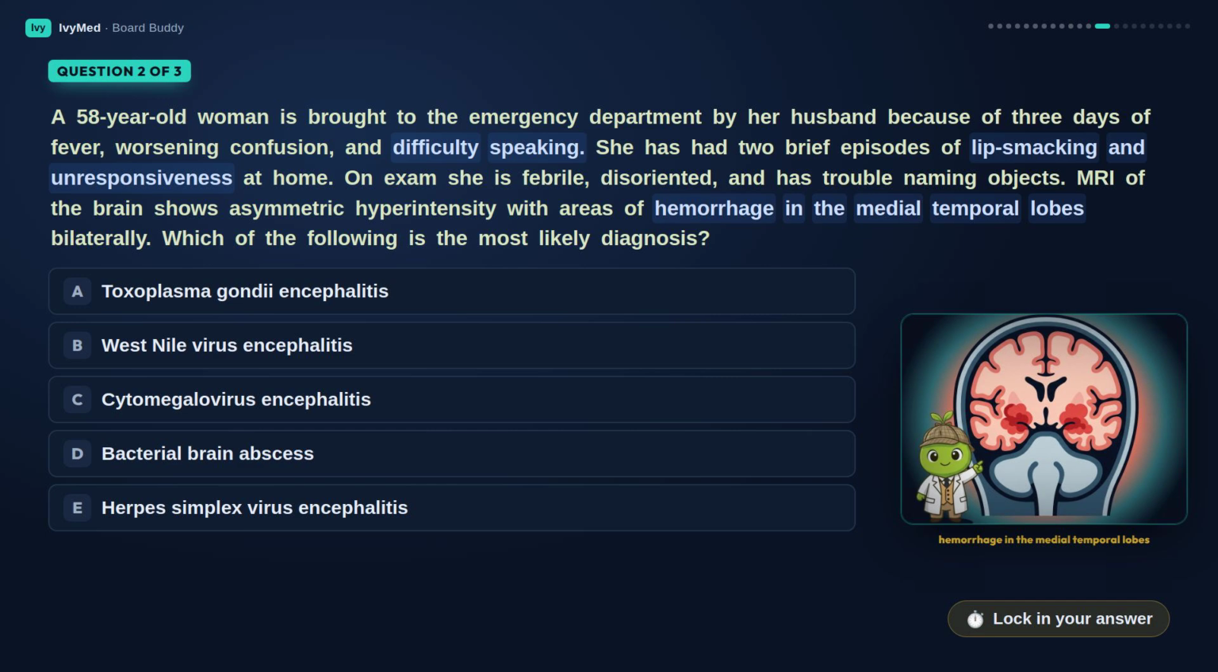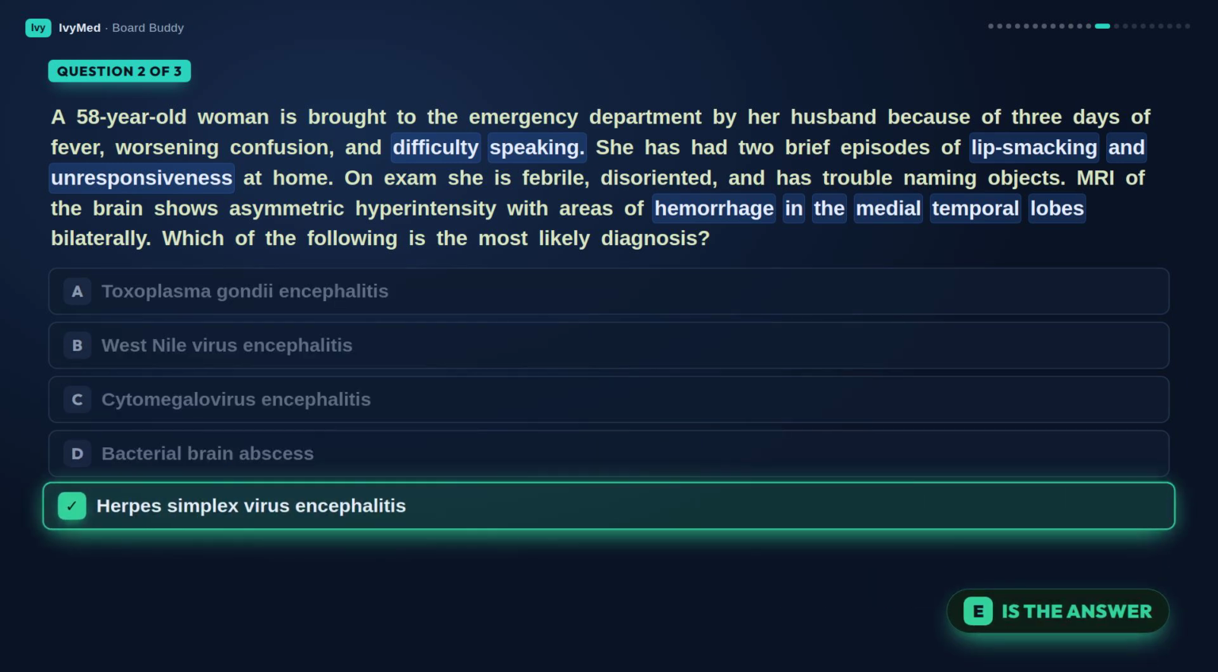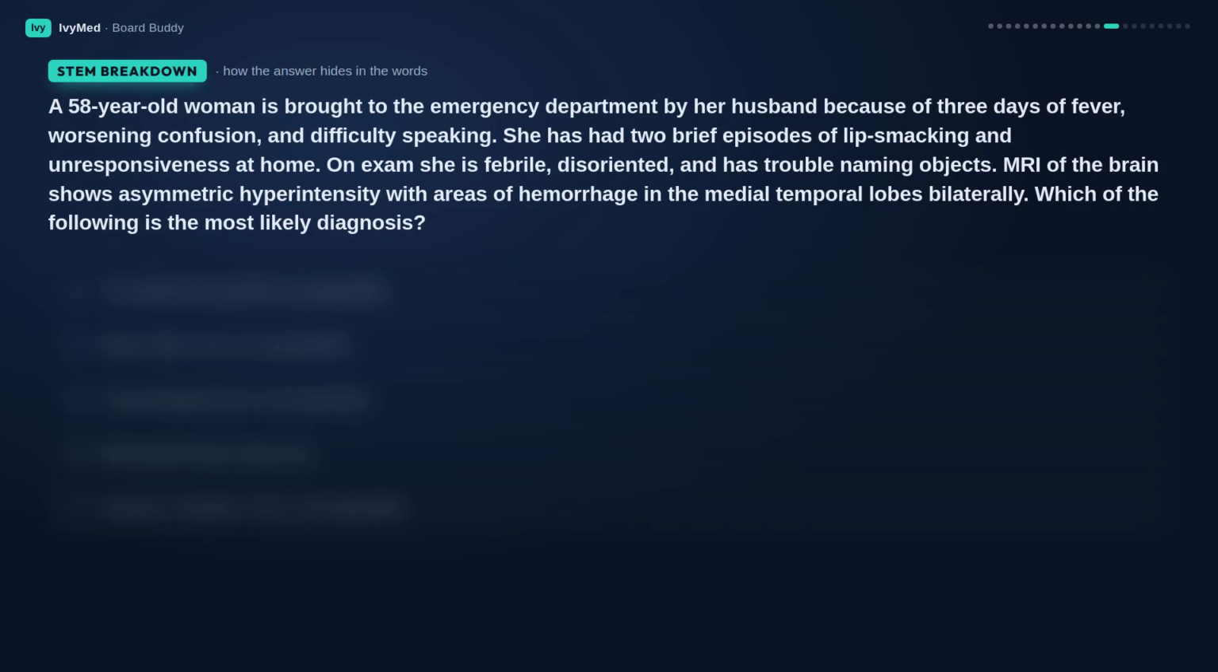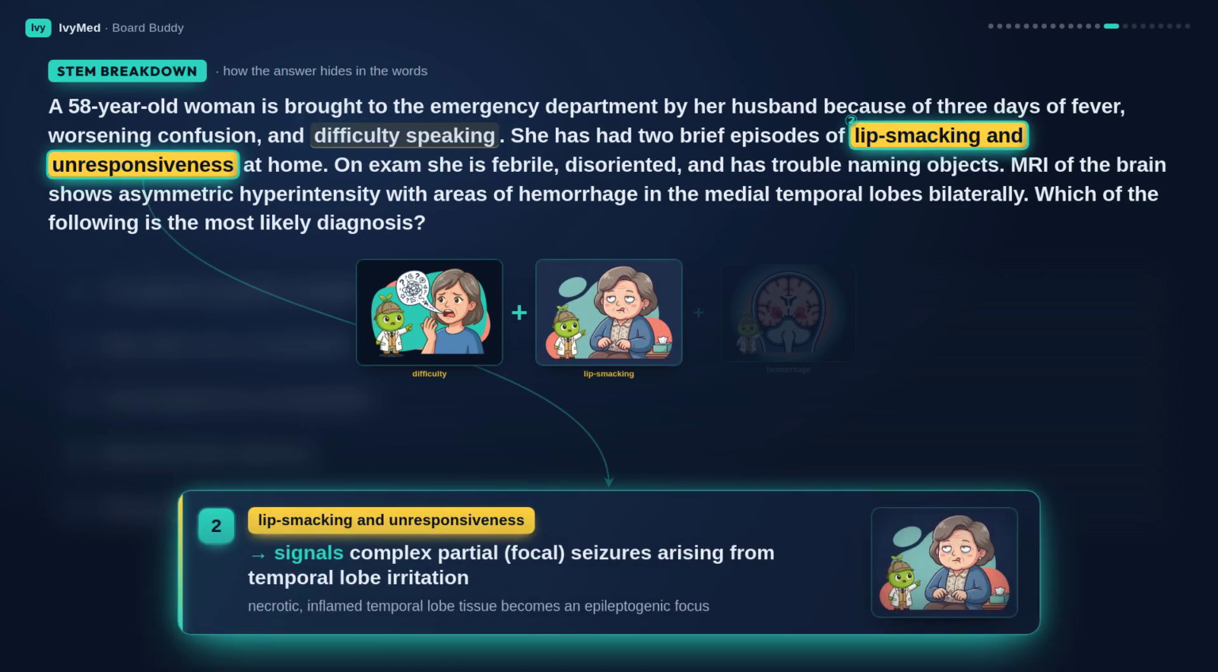Commit to an answer before the break. Let's decode the wording. Difficulty speaking. This signals aphasia, suggesting dominant temporal lobe involvement, because the language centers overlap with the temporal lobe regions destroyed by HSV necrosis. Lip smacking and unresponsiveness. This means complex partial focal seizures arising from temporal lobe irritation, because necrotic, inflamed temporal lobe tissue becomes an epileptogenic focus.